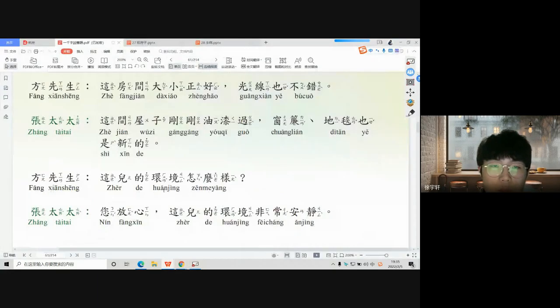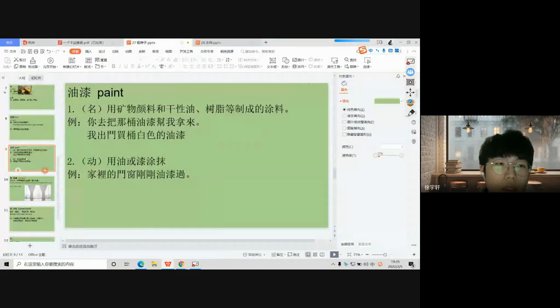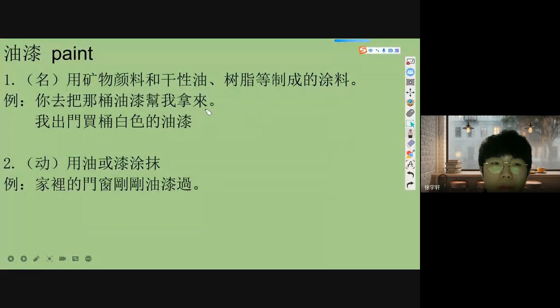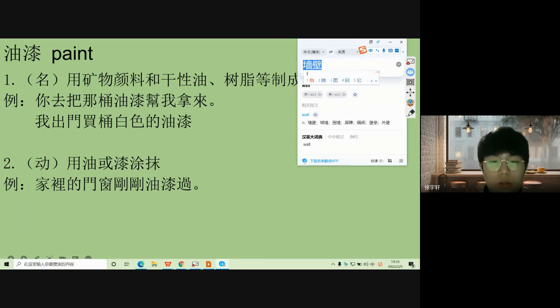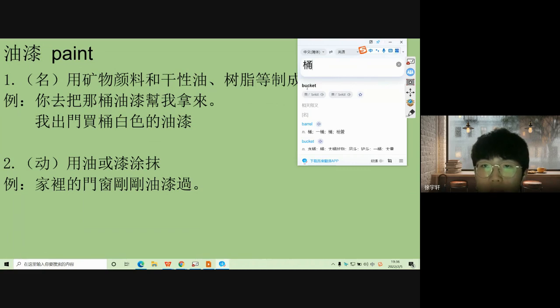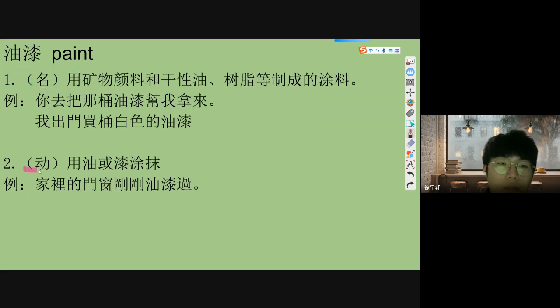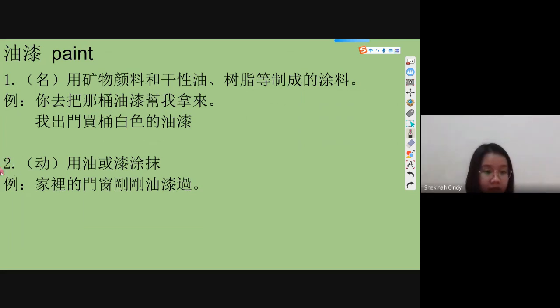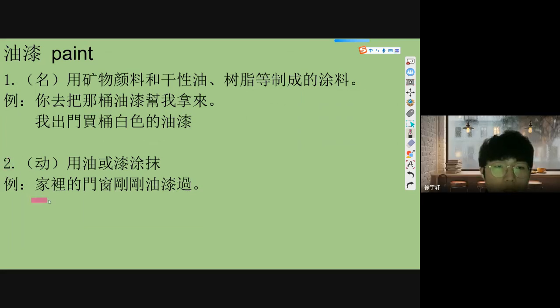So 油漆 has two different usages. The first one just means this bottle or this bucket of paint or this barrel of paint. And the second is to paint someplace, paint something. The first one is a noun and the second one is a verb. Is it good to understand? Yes. Okay. So how about try to translate this one for me?